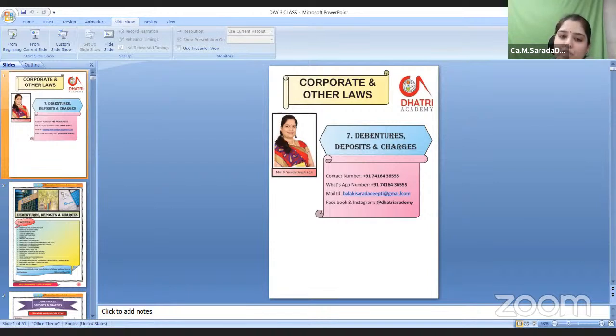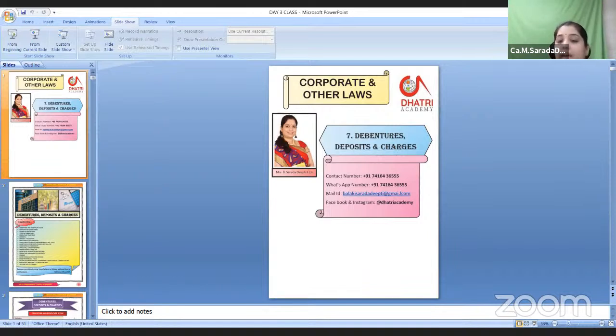Ma'am, what is the difference between fixed charge and floating charge? In case of fixed charge, the company cannot deal with the property without the permission of the charge holder, the lender, or the creditor of the company who has given that particular loan to the company. Company cannot deal with the asset. However, in case of floating charge, the company can nicely use the stock, sell the stock, get the money and pay back the loan. Company can deal with the assets, but in case of fixed charge, the company cannot deal with the assets.